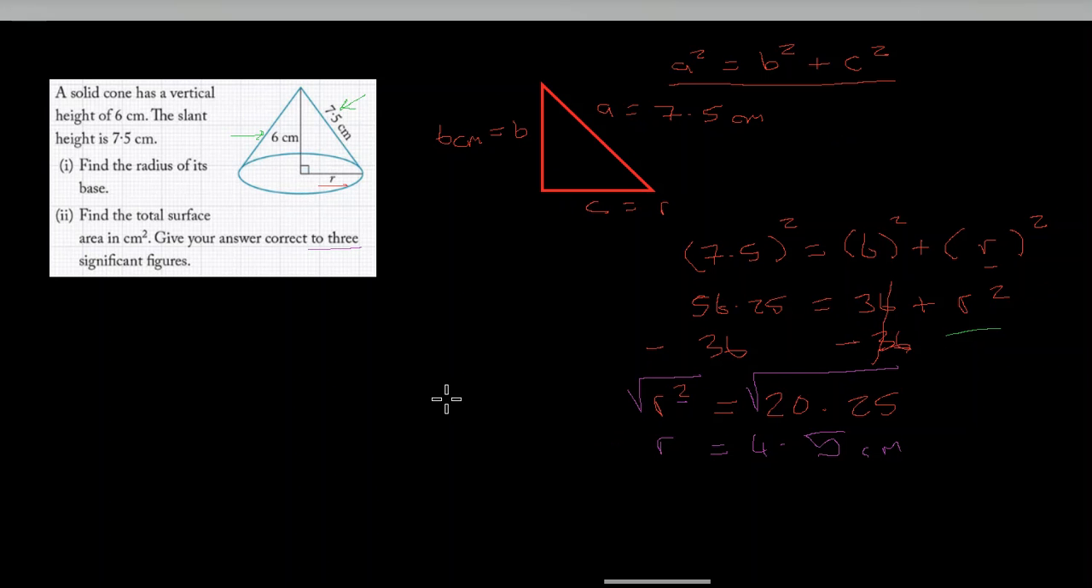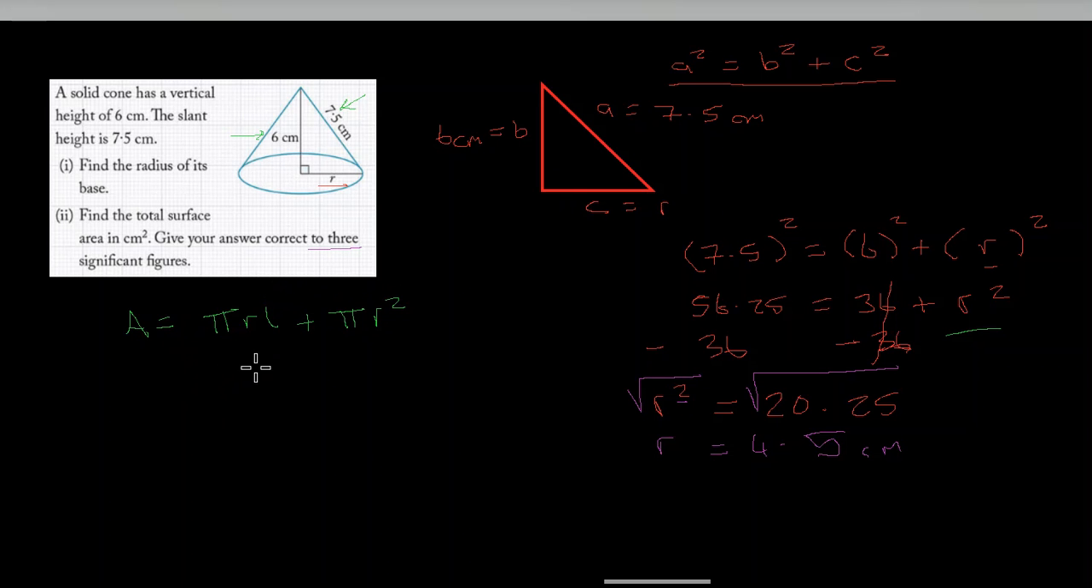So what's that going to be equal to? We just use our formula. The area is going to be equal to pi r l, which is the curved surface area of the cone, plus pi r squared, which is the surface area of the underside of the cone.